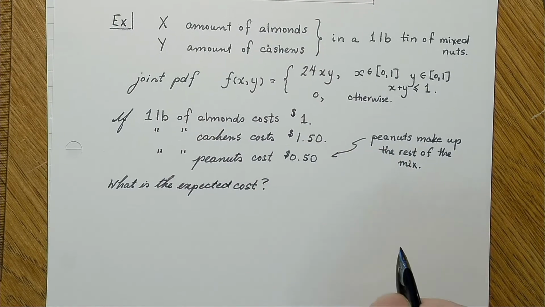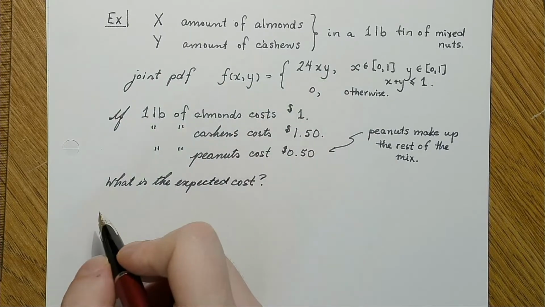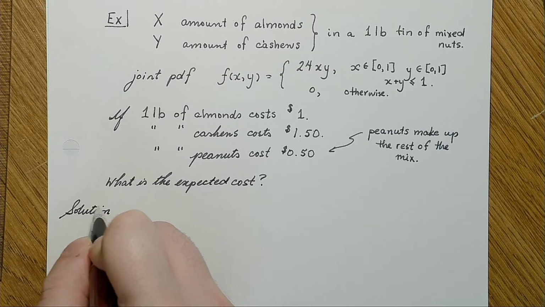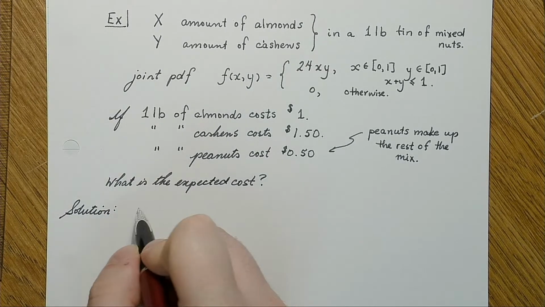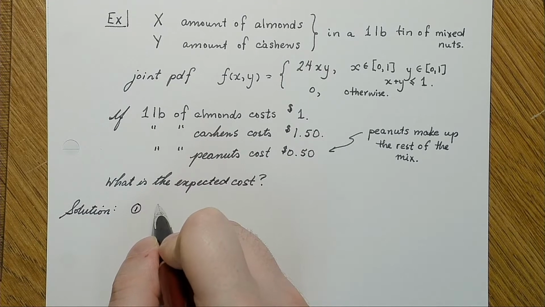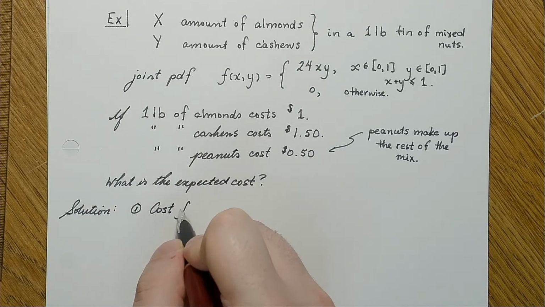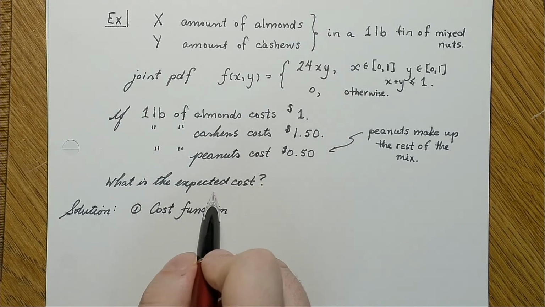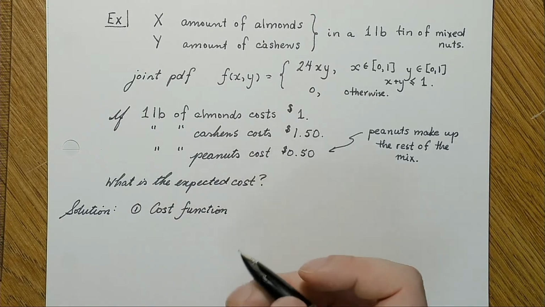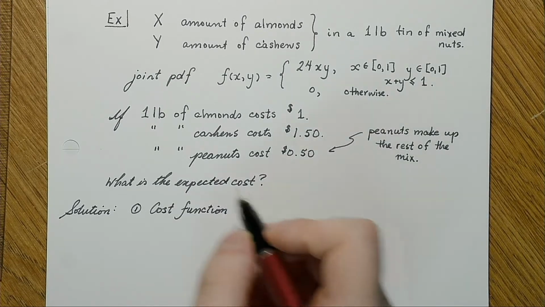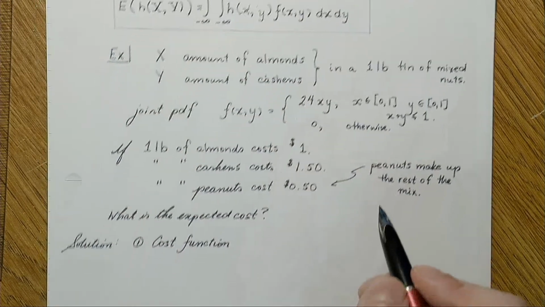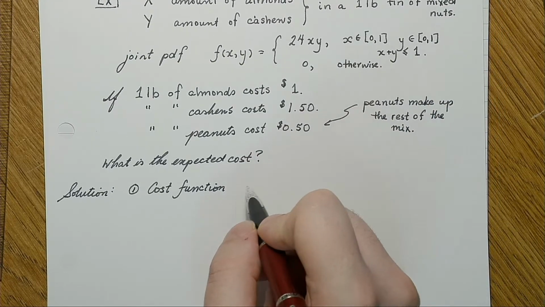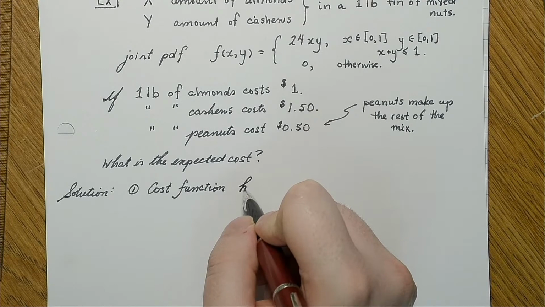So in order to do that, here's our solution. If you want to think about it in steps, step 1, cost function. We need the cost function in order to figure out what the expected cost is then. So we need a function like h. So we'll call that h. I know you could put down c, but just to make sure that everyone follows along, we'll use h.